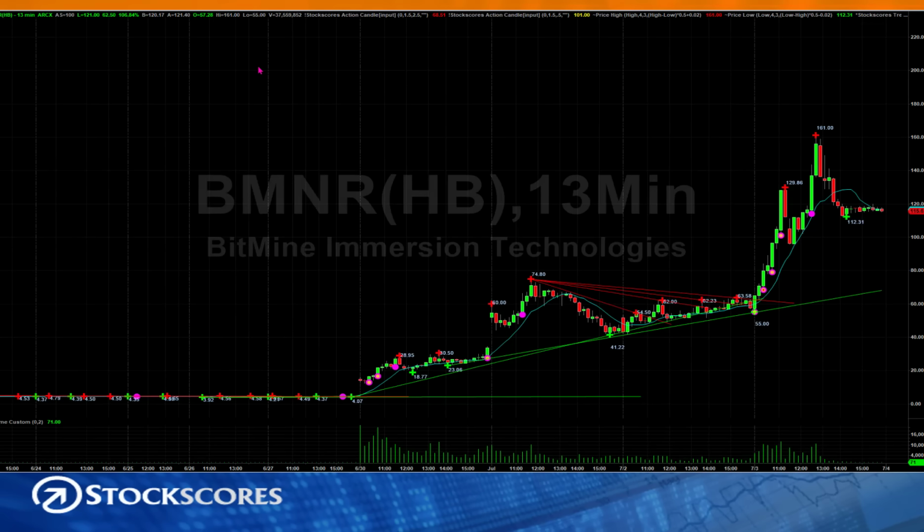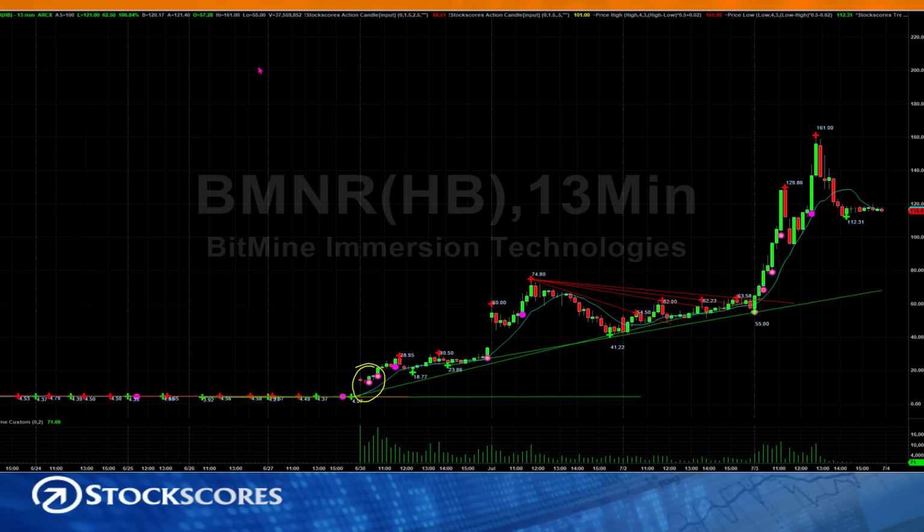We're going to review some of the concepts from earlier in the video. So let's take a look at the initial move here. This stock very hot this past week. It all starts right there. See that pink and yellow dot? That's my own indicator. It's called an action candle indicator. You can learn more about it at stockscores.com.